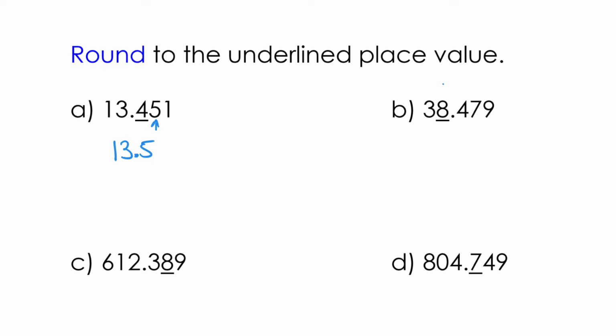We're asked to round to the nearest 1, or the nearest whole number. This is the number that matters here. The 4 tells us to go down. The answer is 38.